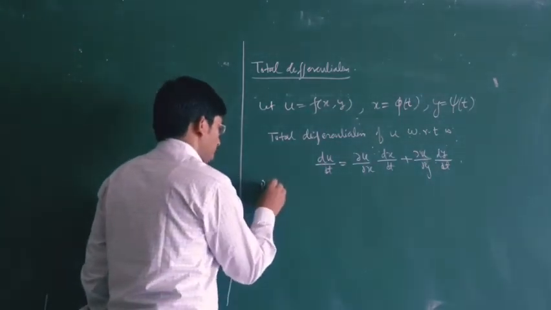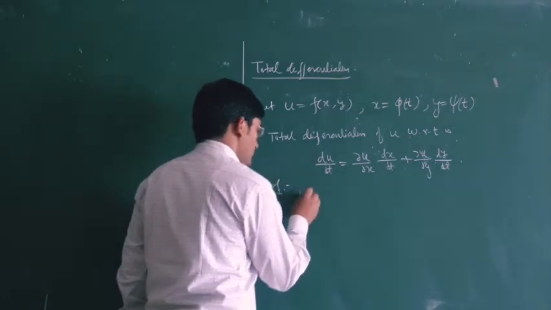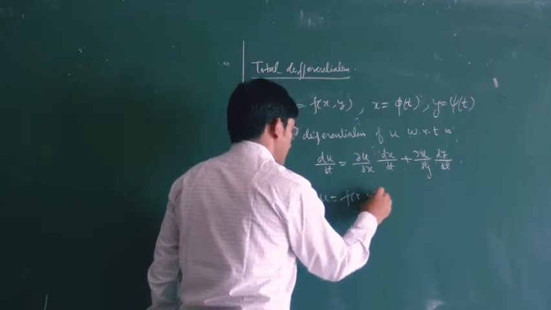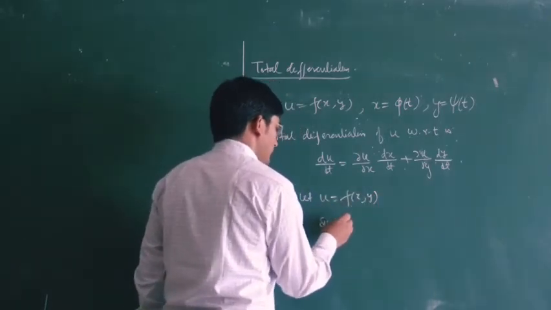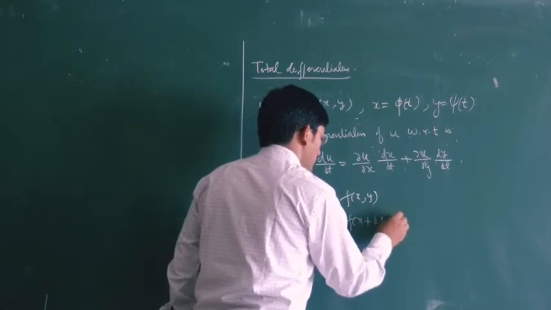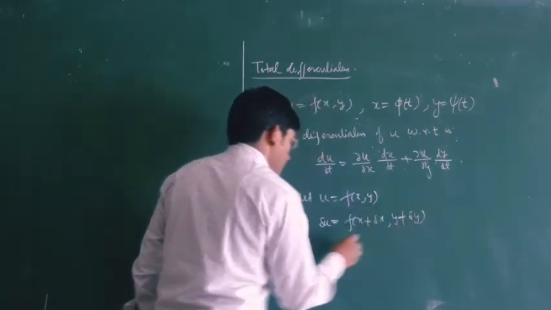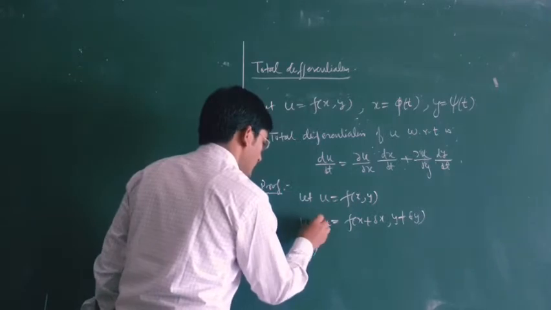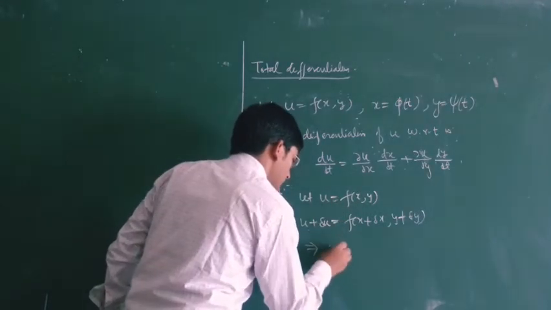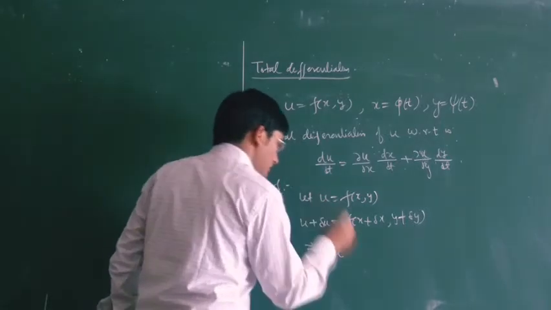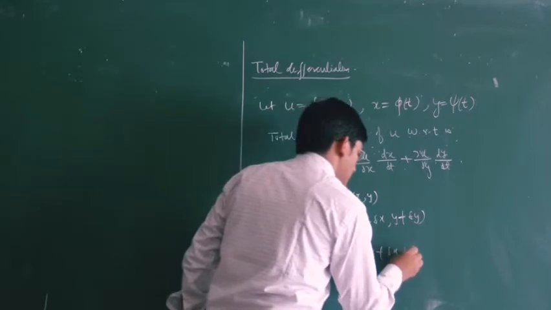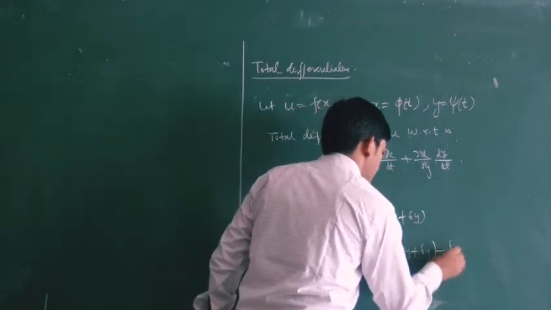Proof: let u equal to a function of x comma y, then the increment in u will be with x plus delta x and y plus delta y. So this will be u plus delta u. Now if you subtract this equation from that equation, then we will have f of x plus delta x comma y plus delta y minus f of x comma y.